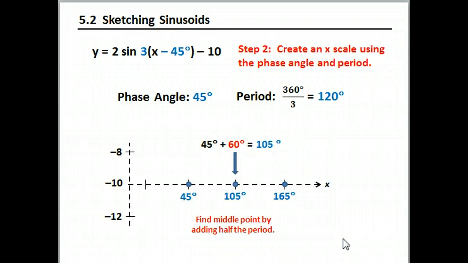We need the middle point. Now you can pretty much eyeball what the middle is going to be, but when we have a 120-degree period, all we have to do is add half of that, which is 60, and it'll give us 105 degrees. Okay, so that means here we are in the middle. We've got our beginning, we have our middle, and we have our end.